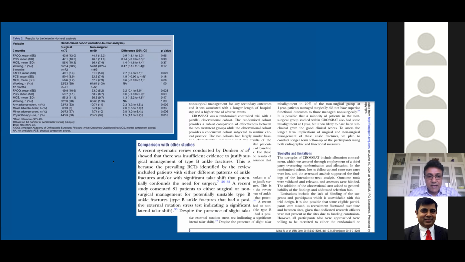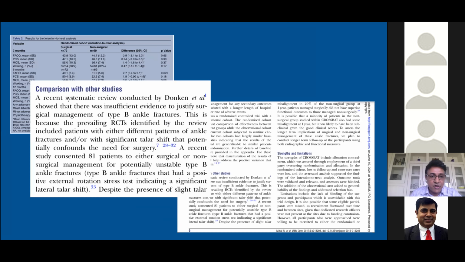Then in the second paragraph, there should be a comparison with other studies. Now you compare your study with other findings, the studies that were previously done. If you want to prove something new, then you write down that, okay, my finding is this, my result is this, and previous results were those. That you have to mention in the second paragraph.